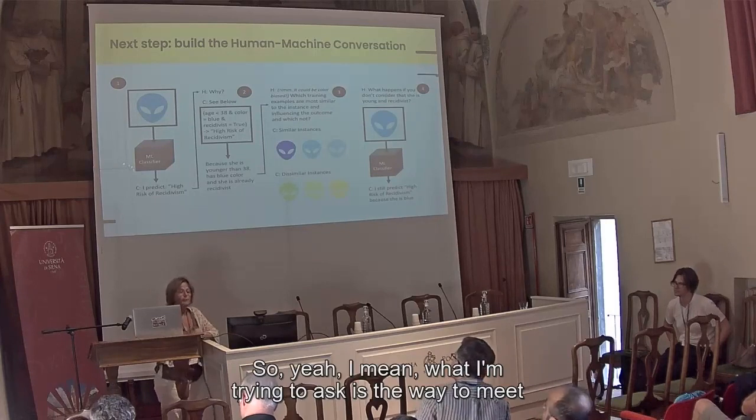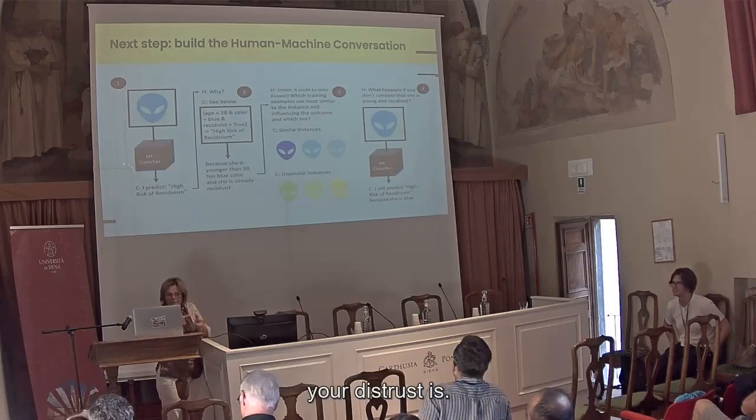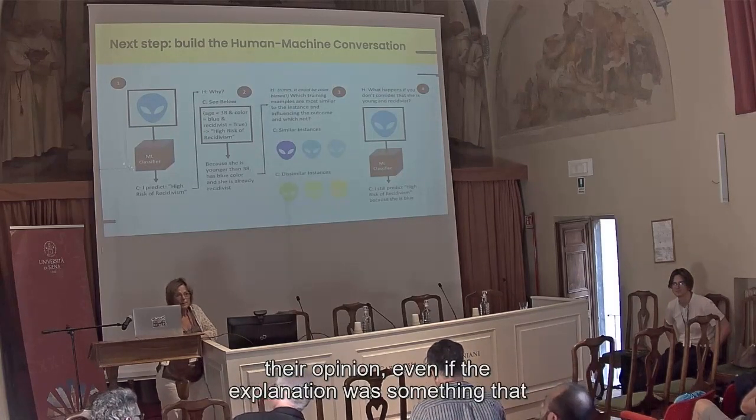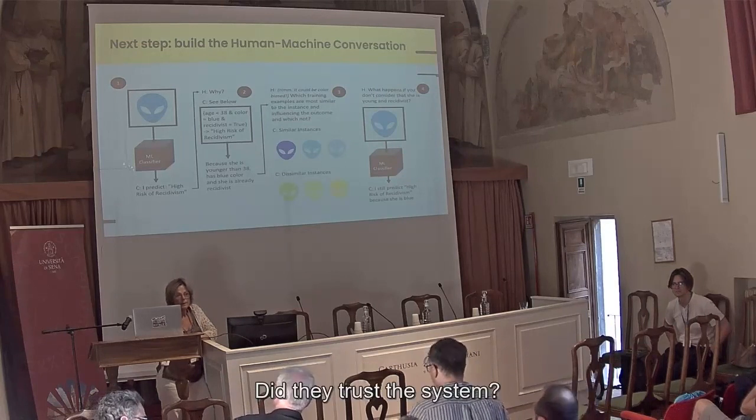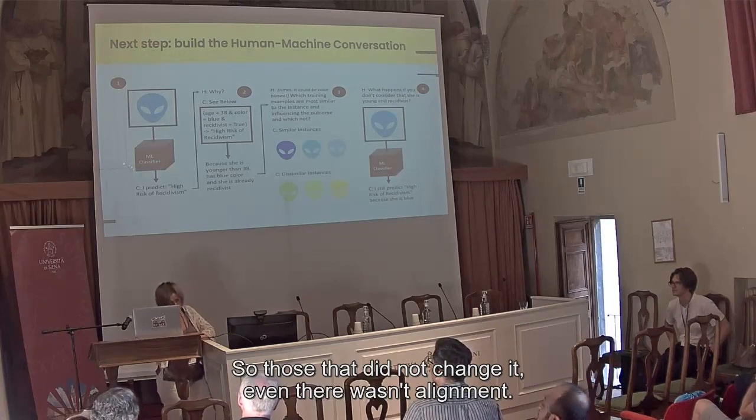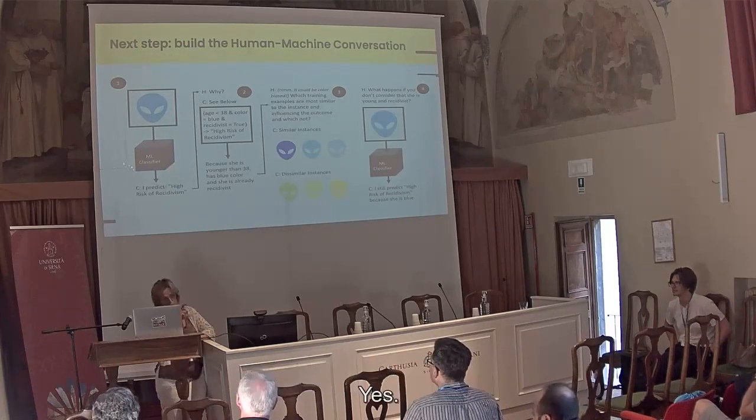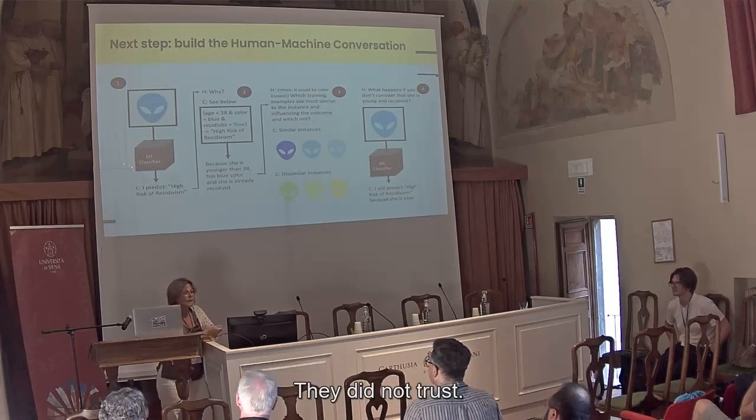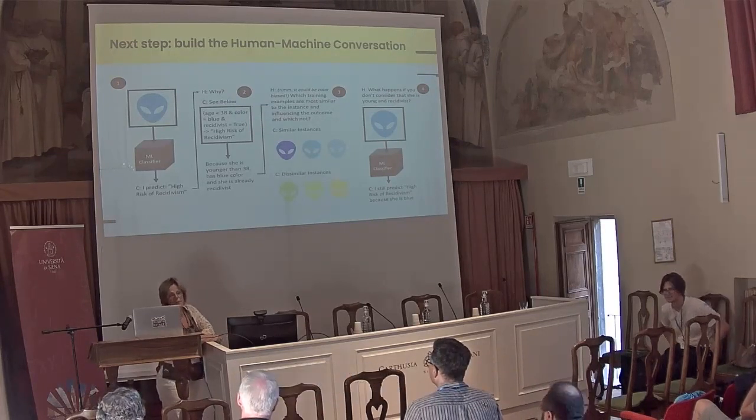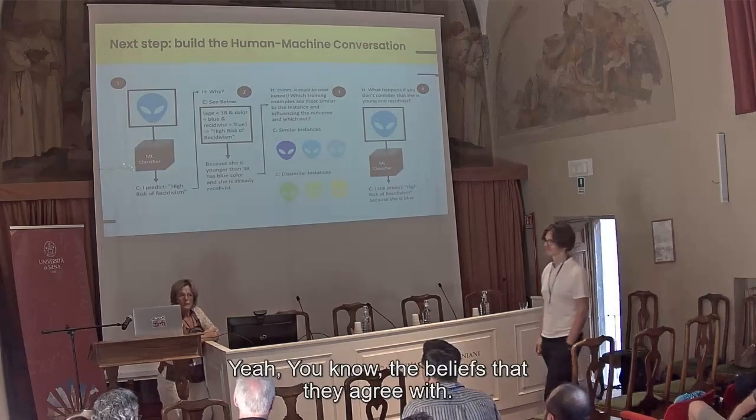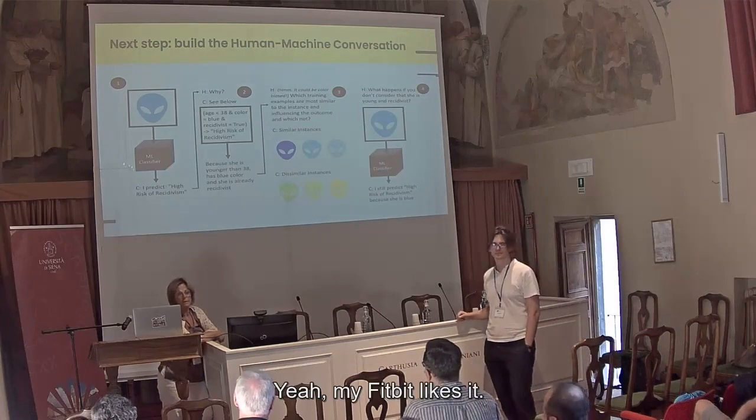What I'm trying to ask is about the people who didn't change their opinion, even if the explanation was something that they didn't agree with. Did they trust the system? So those that did not change, even though there wasn't alignment. Yes, there wasn't an alignment, and they did not change. They did not trust the system. So there is this weird interplay between the beliefs that they agree with.